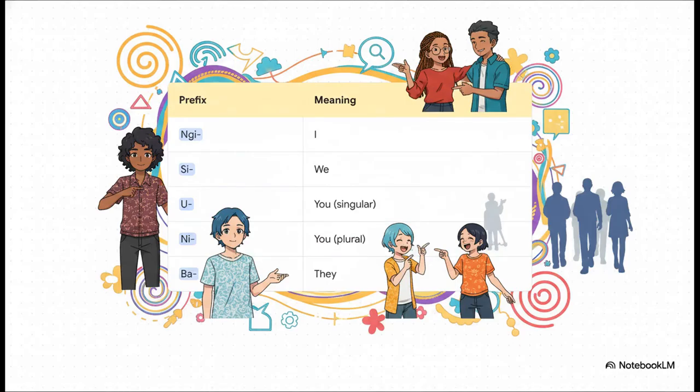Okay, so remember that ngi for I? Well, here is the big payoff. It's just one piece of a whole system. Check out this table of what we call subject prefixes. You've got si for we, u for a single you, ni for you plural, and ba for they. Honestly, once you grasp this pattern, you've basically just unlocked a cheat code for creating tons of different sentences.